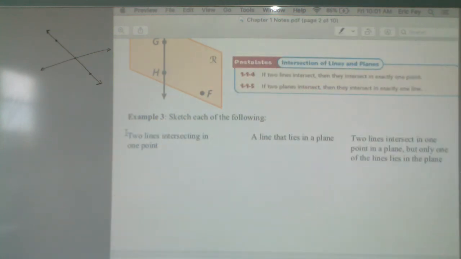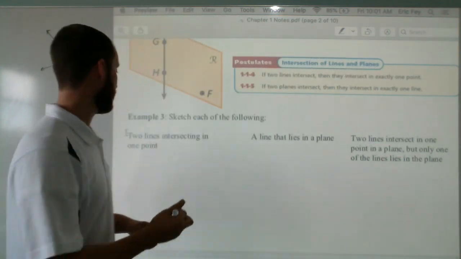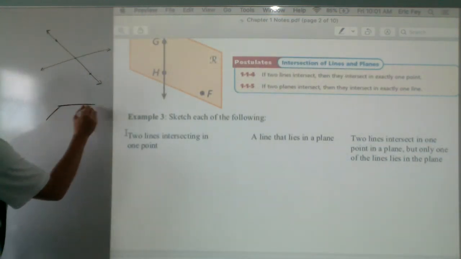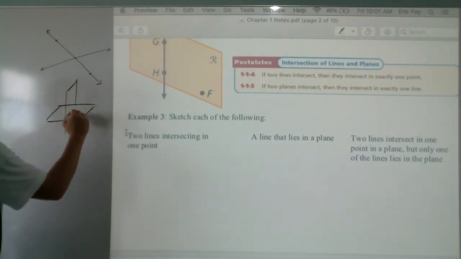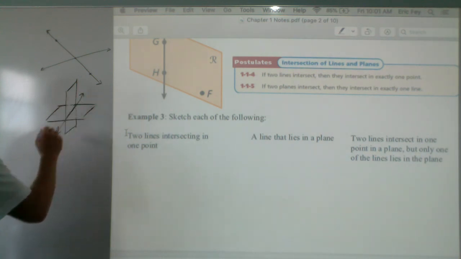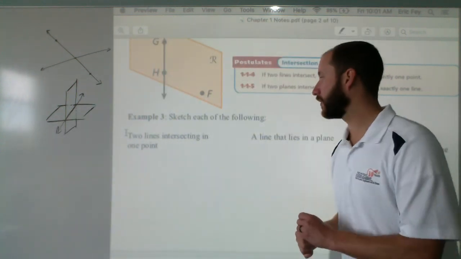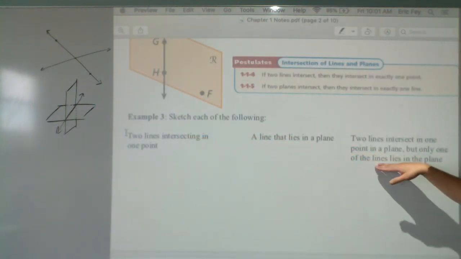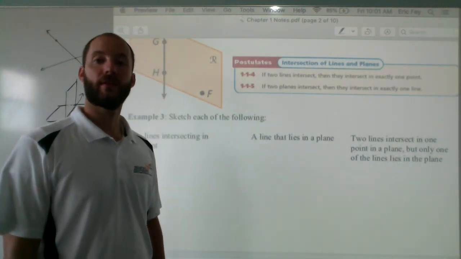If 2 planes intersect, they intersect in exactly 1 line. So I draw a plane, draw another plane. All right, where they intersect, that crease right there, exactly one line. So you can take a look at example 3, these 3 drawings, take a look at them, see how they go, and then you can check my completed notes to see how you did with example 3.